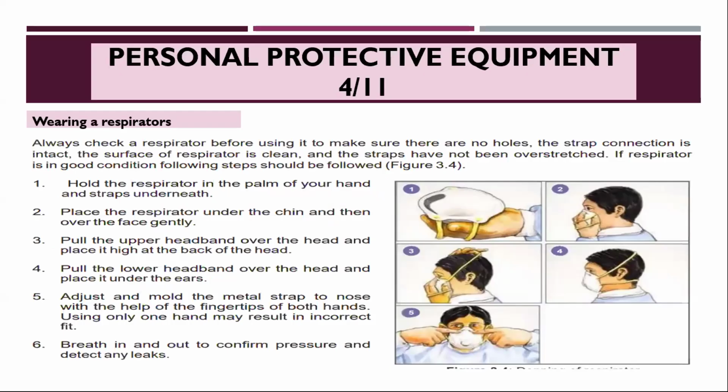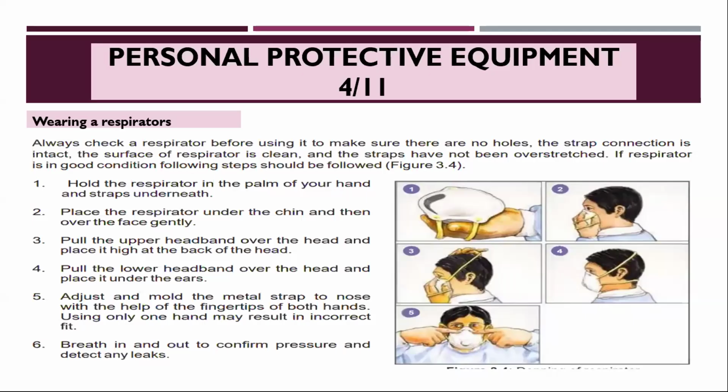Whenever we are wearing a respirator, before wearing it we have to check a few things. There should be no holes in it. The strap should be intact. The strap should not be overstretched. So the first step is to hold the respirator in the palm of your hand with the straps underneath. Then place the respirator under the chin, second step, and place it over the face gently.